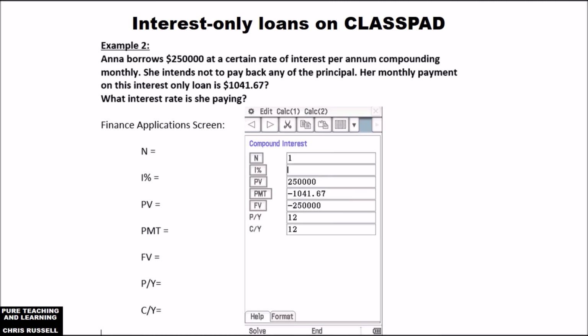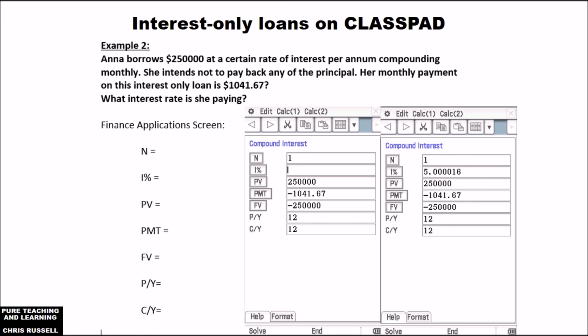We substitute what we know. We know N equals 1. PV is the amount being borrowed, which is $250,000. Please note that it is positive. The amount that Anna is paying per month is $1,041.67, therefore that's negative. The future value is also negative, so negative $250,000. PY and CY are 12. We hit the interest button and we get the following. To 2 decimal places, that would be 5%. So the interest rate is 5%.